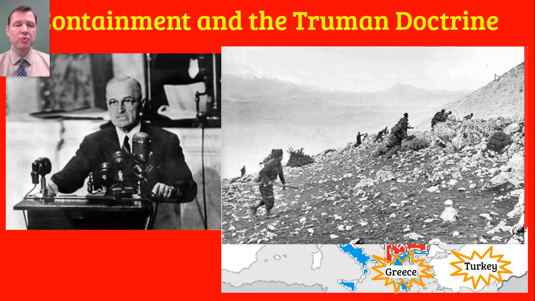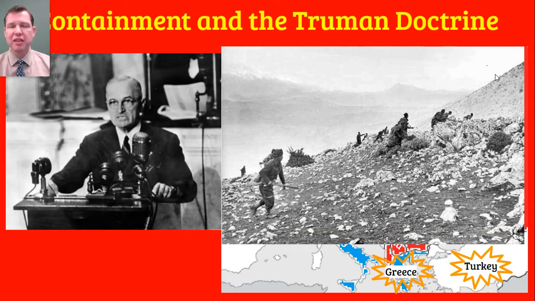And so President Truman went to the U.S. Congress, and in speaking to them, he basically asked them for $400 million worth of assistance to the governments of Greece and Turkey, to help them fight against communist rebellions. And the way that he put it in his speech to Congress, he said, "I believe it must be the policy of the United States to assist free peoples who are resisting attempted subjugation by armed minorities or outside pressures."